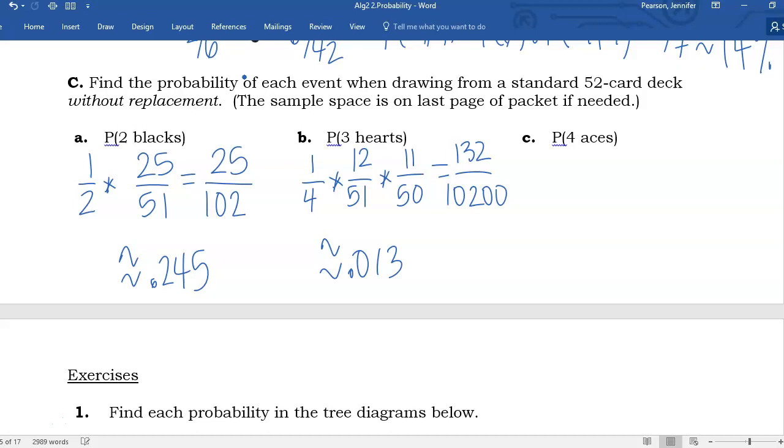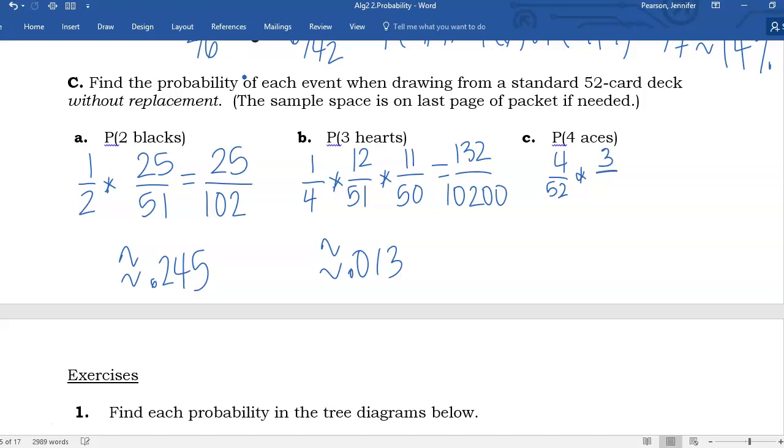Last one, probability of 4 aces. We have 4 events. We're going to need to do 4 fractions and multiply them all together. I'm going to keep these unreduced too, okay? Just for fun. So in the numerator, what is the chance of pulling an ace? Right now, there are 4 aces out of the 52 cards. You could also say 1 out of 13 if you wanted to reduce it, but I'm going to keep this one unreduced just so we can see what's happening really clearly.